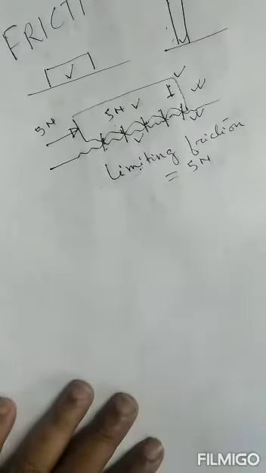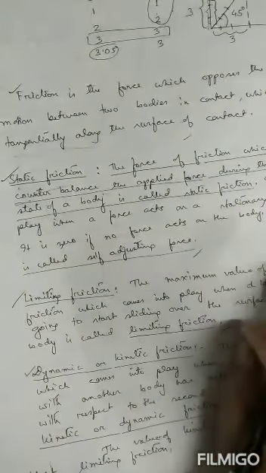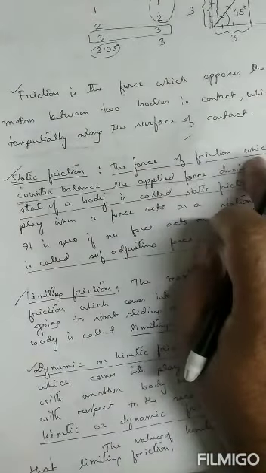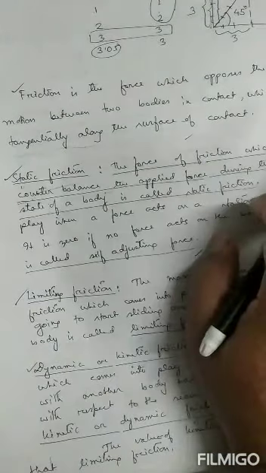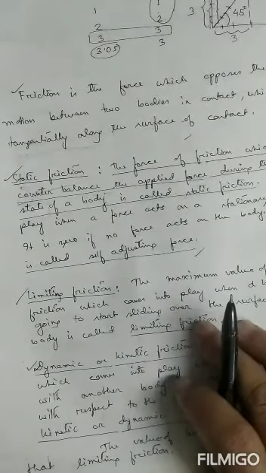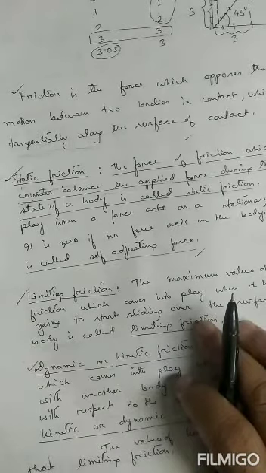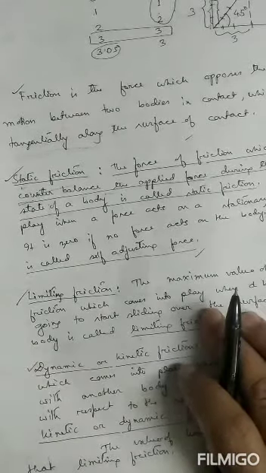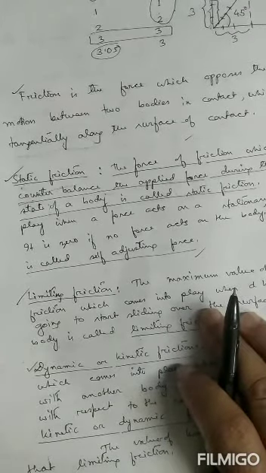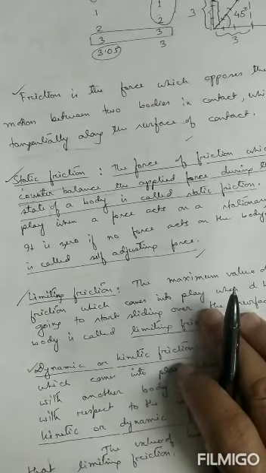What is static friction? I said the maximum value of static friction. What is static friction? The force of friction which exactly counterbalances the applied force during the stationary state of a body is called the static friction.